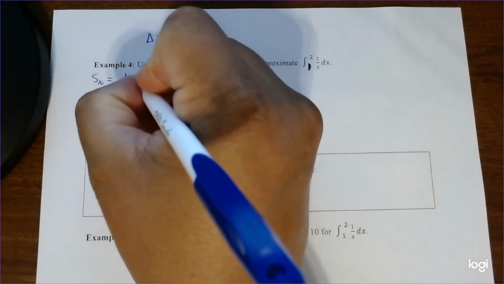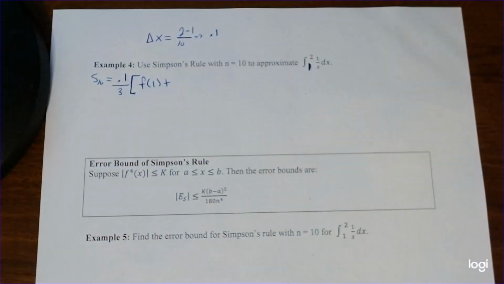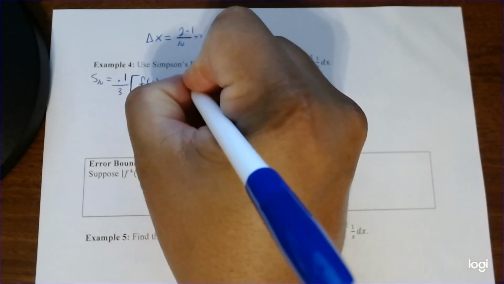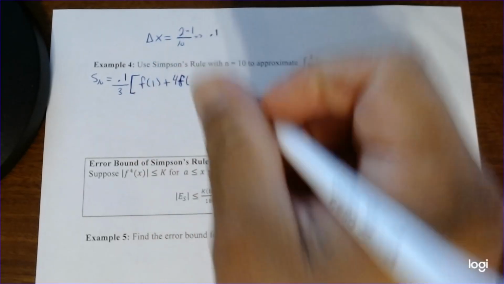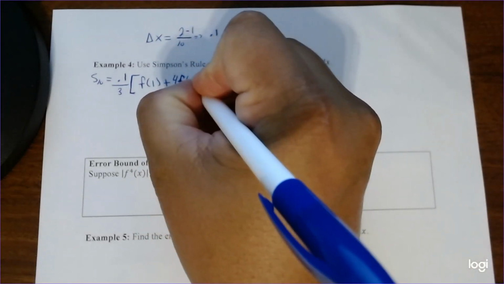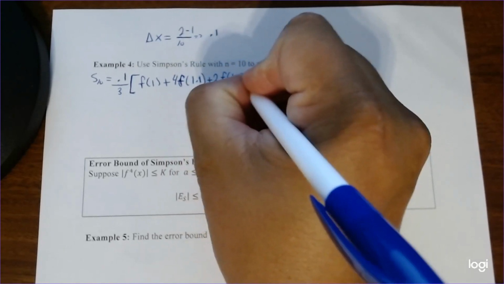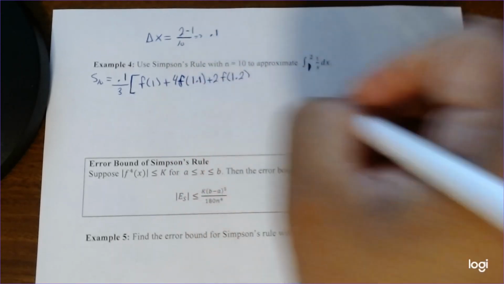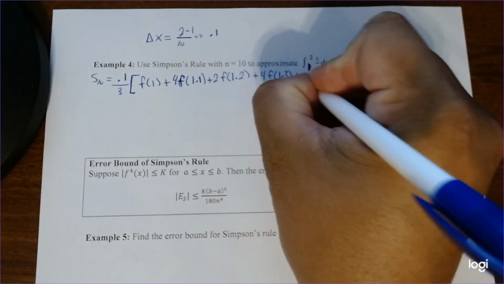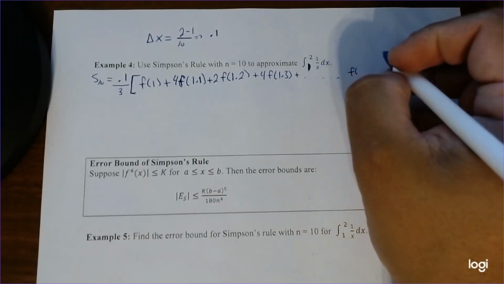times f of 1 plus, next one is going to be 4 times, and now when we get the next one, we just add it. So 1 plus 0.1 gives you 1.1. That's the next, start at the next parabola, plus 2 times f of 1.2, right? You just keep adding that so forth down the line. And this gives you all the way to f of 2.